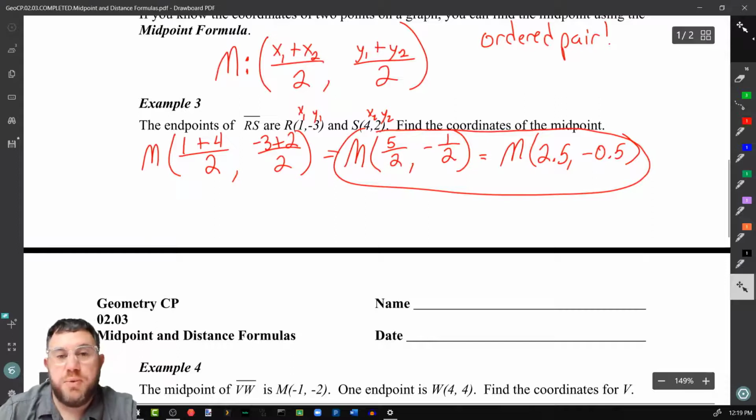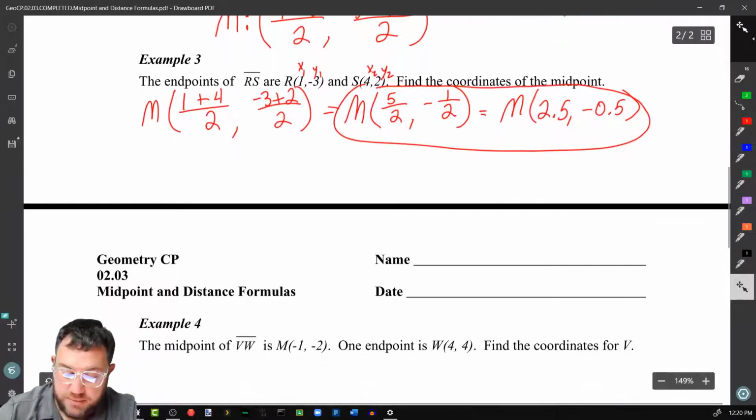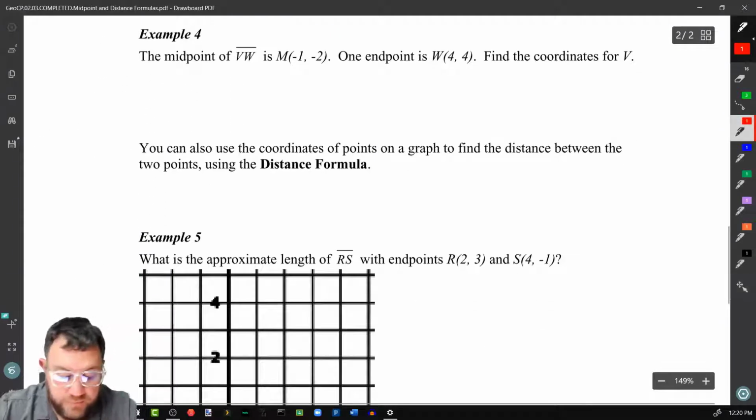So that's using the midpoint formula, which you will need to know. Your quiz, I'll give it to you, but on your test, you will need to know that.